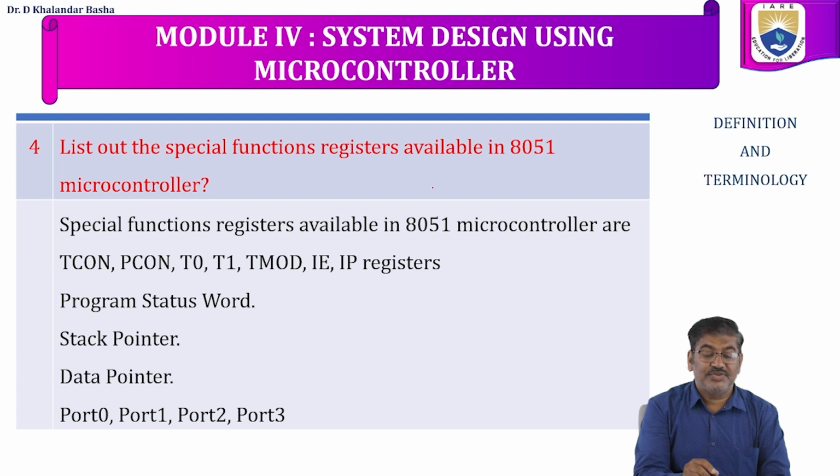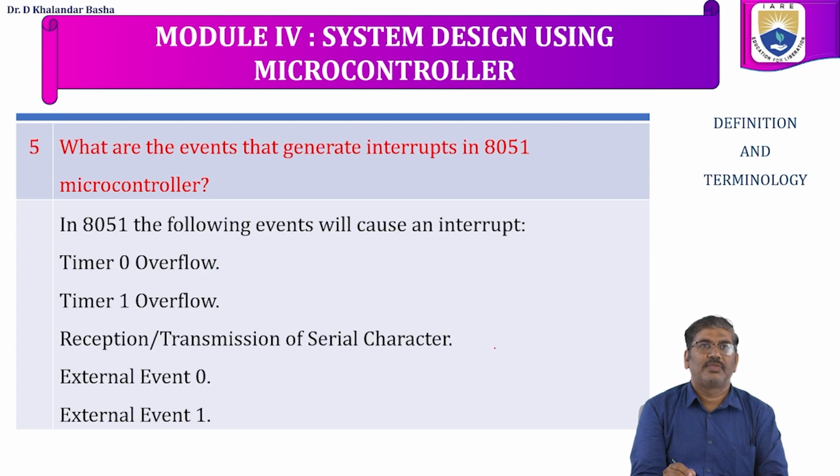List out the special function registers available in 8051 microcontroller. The special function registers available in 8051 microcontroller are TCON register, PCON, T0, T1, TMOD, IE, IP registers, program status word, stack pointer, data pointer, port 0, port 1, port 2 and port 3.